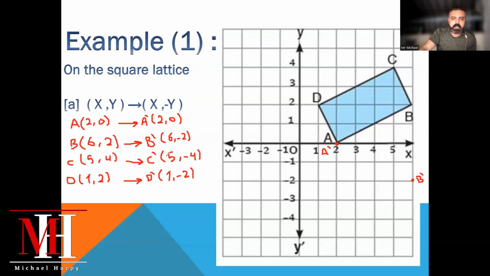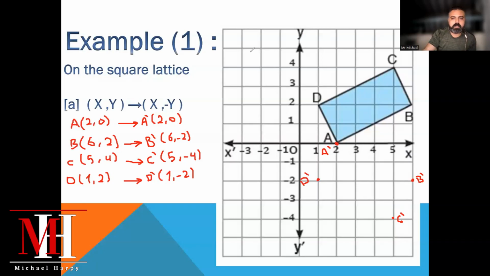Point C dash, move 5 units on the x-axis and move down 4 units and write C dash. Finally, point D dash, move 1 unit on the x-axis and move down 2 units. Put D dash.